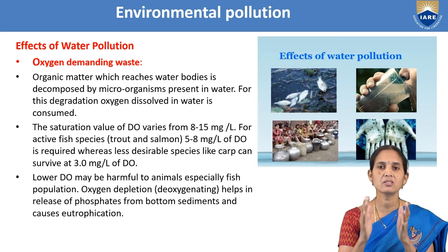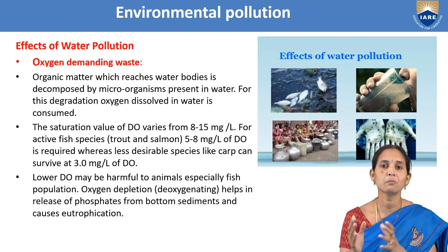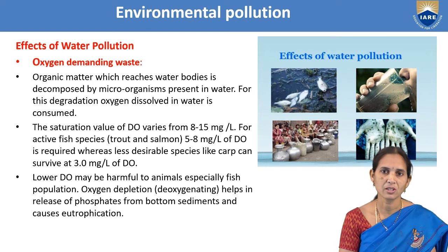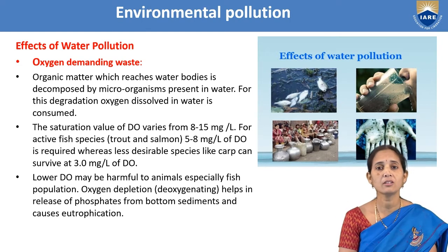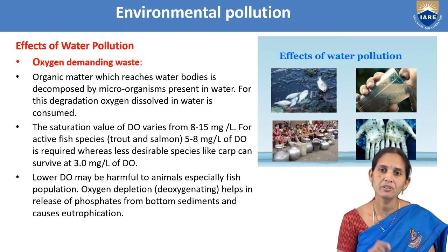So if the DO level in the water, in the river or ocean, is not 5 to 8 milligram per liter, what happens? The death of the fish will take place. All other organisms in the water will die. So how is the DO level decreasing?